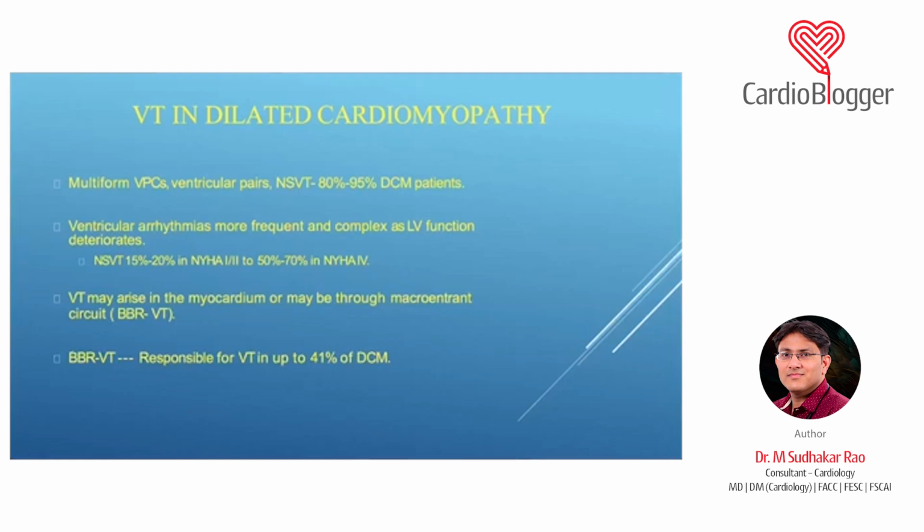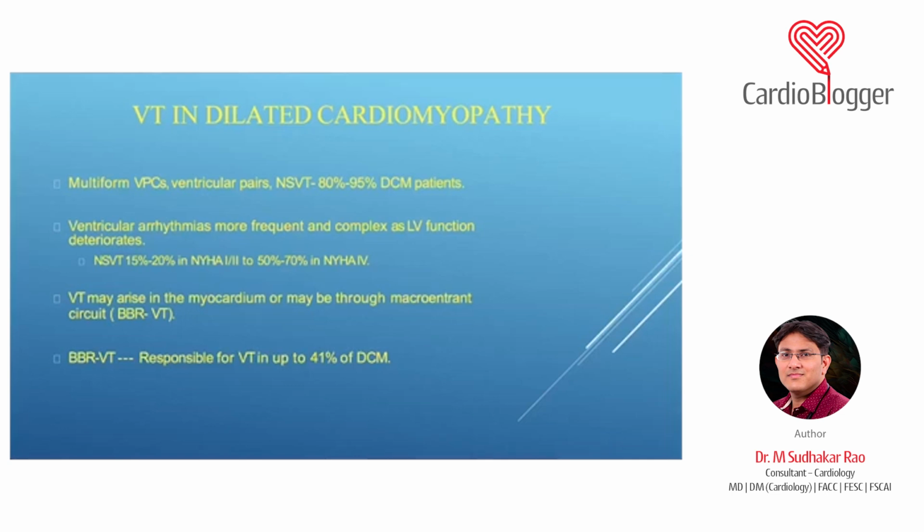Now let us discuss VT in a patient with dilated cardiomyopathy. So in dilated cardiomyopathy, most of the time you have a non-sustained VT, that is VT which lasts for less than 30 seconds. It is usually seen in 80 to 90% of the cases. You can have multiform VPCs. VPCs can be of more than one morphology. It can be in couplets or it can be in triplets.